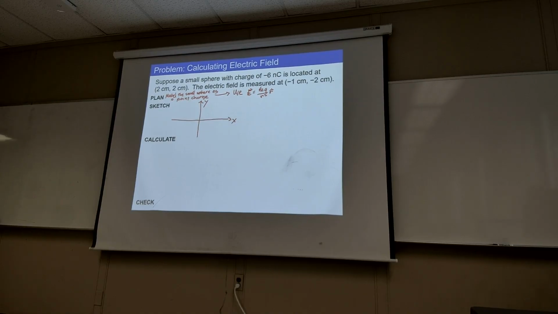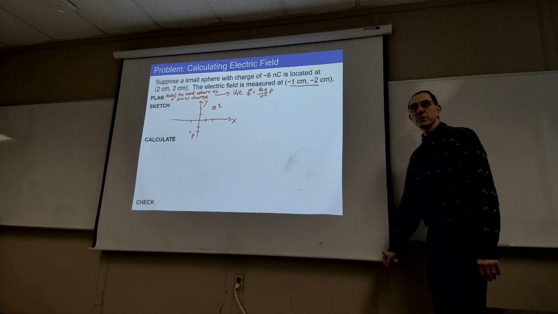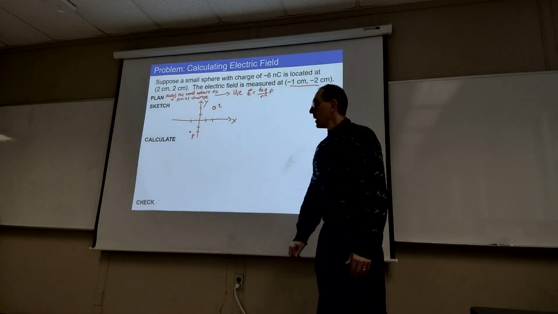That seems reasonable enough. I'm going to go a couple units over, a couple units up. That's going to be my charge, Q. It's a negative charge. We're also going to put in our point of interest here. That's 1 over and 2 down, so some point over here. Let's just call it point P. Okay, so that's a starting point.